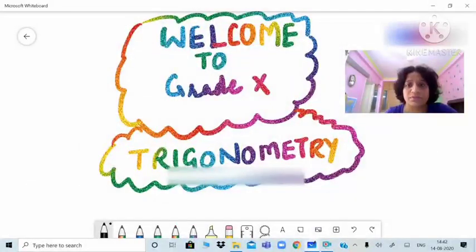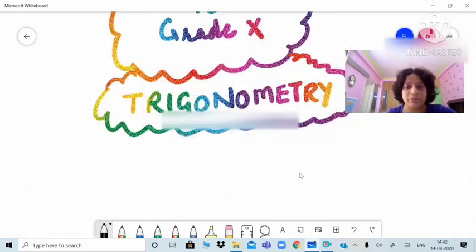Hello friends, today we are going to discuss the concept of trigonometry of grade 10. So trigonometry is applicable in a right angle triangle. So for making the concept clarity, let's draw a right angle triangle.